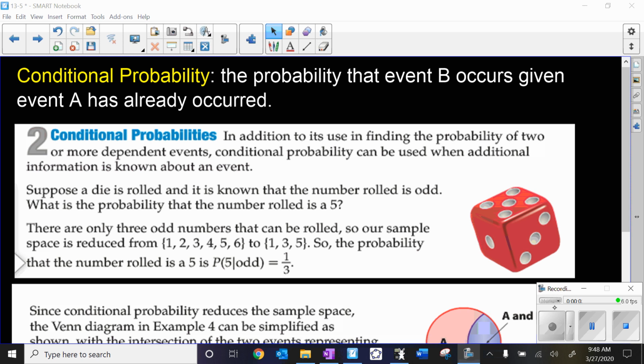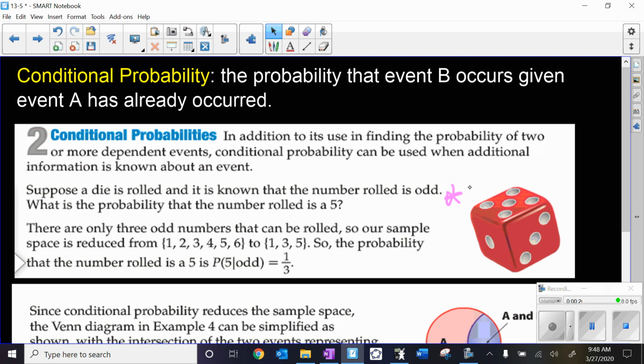The last type of probability that we're going to look at is called conditional probability. This one might be the hardest of all three to understand. So I'll give you an example using a dice. Remember, on a dice there are six sides to it: 1, 2, 3, 4, 5, and 6. And I'll give you an example right here.